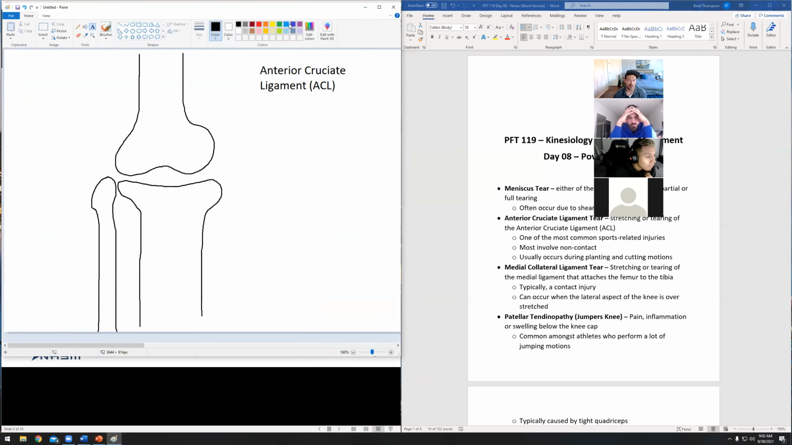I'll put that one in. Come on, make this a little bigger. Oh, it's over here. So there's the ACL ligament. It's going to be this thick little ligament that kind of runs across and grabs right over here. Okay, so there's your ACL.